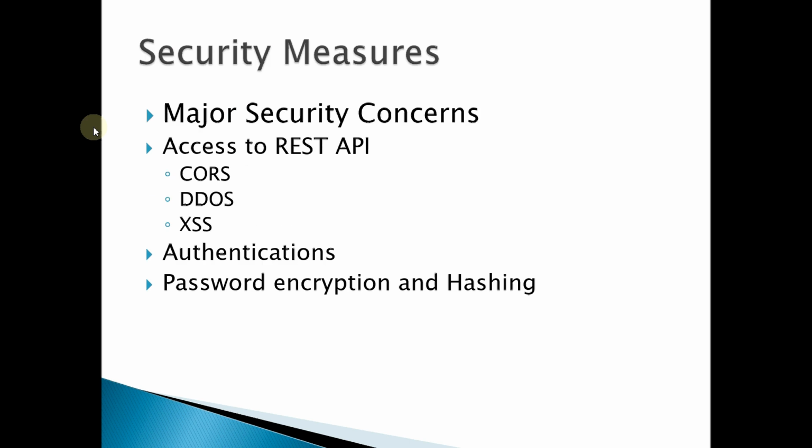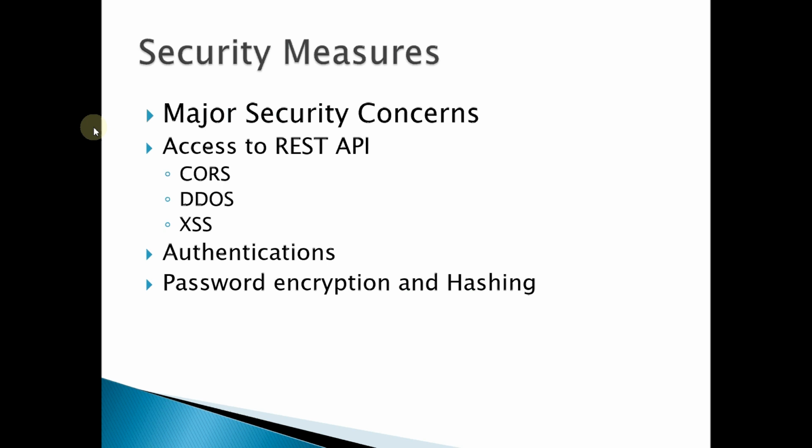First, what are the security measures that need to be taken when we are implementing our REST API? First of all is access to the REST API. Who can access the REST API? For that, we have a CORS option. We can set the CORS, and according to that, we can provide access to our end applications and user applications. Similarly, we can set up DDoS protection. We can set our middleware for DDoS attacks.